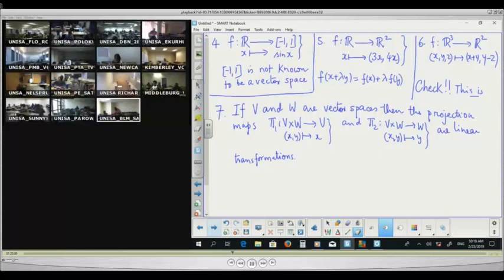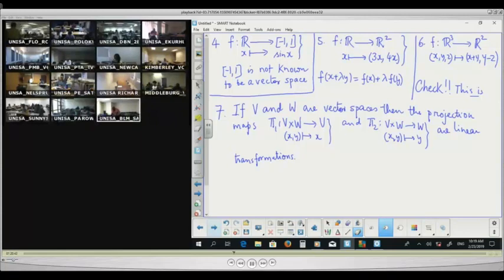Well, there was a mistake. Firstly, in writing 6, the output cannot be a 3 vector, it has to be a double. So that was my mistake. And now about this checking, well, that's what I remarked. I left it to you to check that both 5 and 6 are indeed examples of linear transformations. Okay.